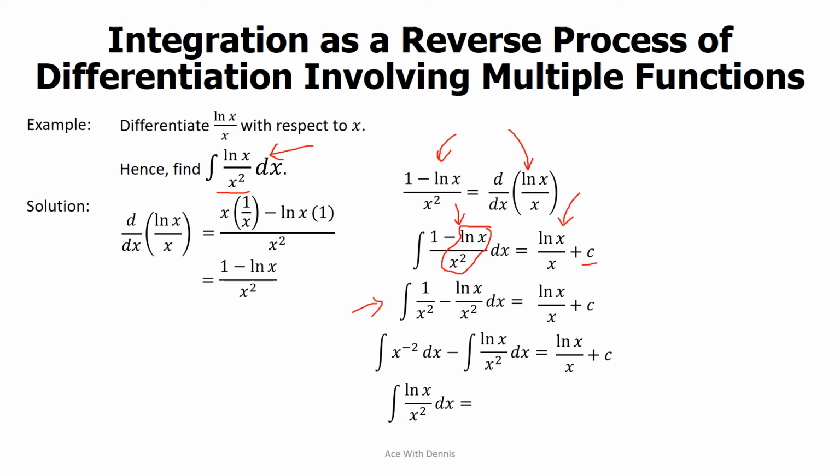So now make integration of ln x over x squared dx the subject. We get integration of x to the power of negative 2 dx minus ln x over x plus c. Of course, you can say minus c, but since this is a constant, we just put it in general term as plus c. So now the next step is we just need to integrate x to the power of negative 2, which gets us x to the power of negative 1 over negative 1 minus ln x over x plus c. Simplify, we get negative 1 over x minus ln x over x plus c.